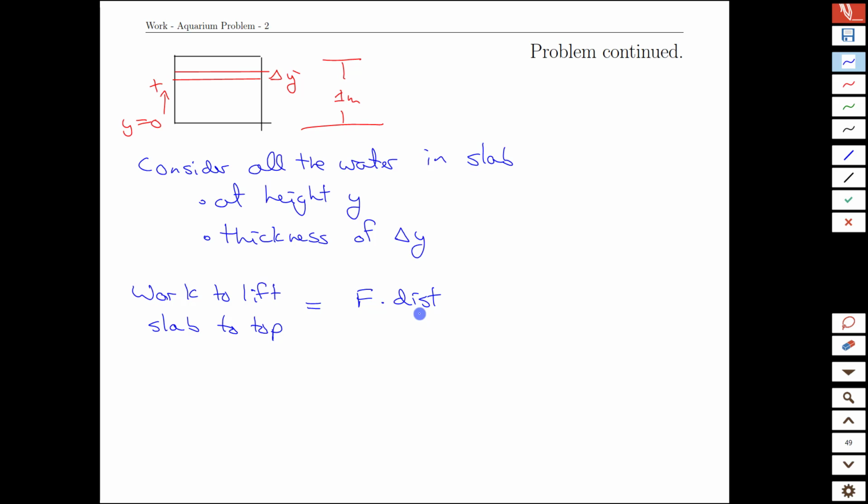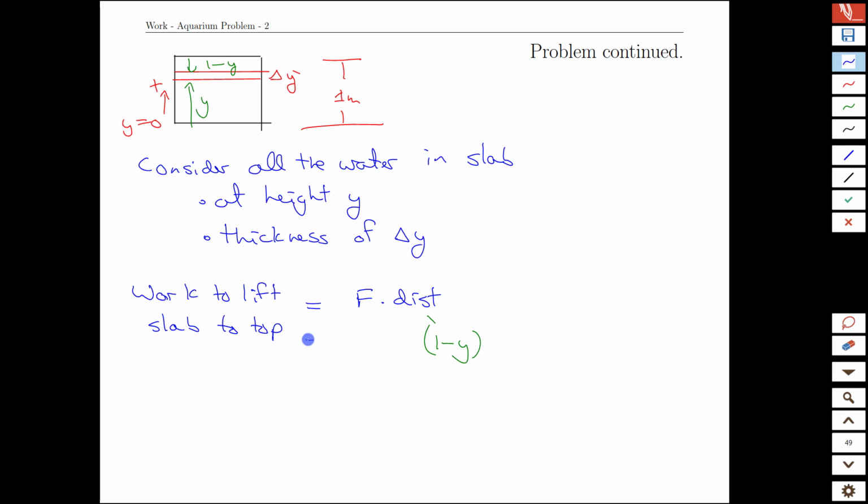Well, the distance now is relatively straightforward. Let's take a look at our picture here. If this total height is 1 meter from the top down to the bottom, and we are at height y from the bottom, then the remaining height is going to be 1 minus y. So our distance becomes 1 minus y.